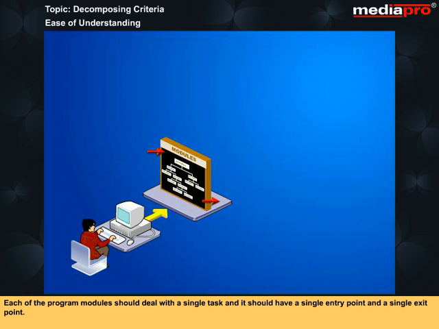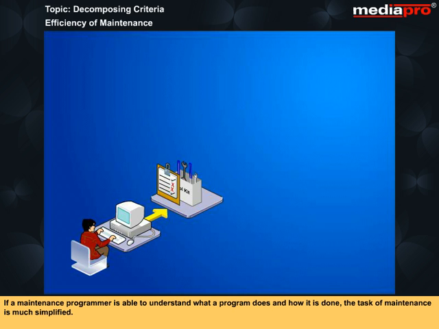Each of the program modules should deal with a single task, and it should have a single entry point and a single exit point. A single entry point module is one where the control can only enter at one location in the algorithm, which is usually the beginning. A single exit point module is one in which the control can only exit from one logical point within the algorithm. If a maintenance programmer is able to understand what a program does and how it is done, the task of maintenance is much simplified.